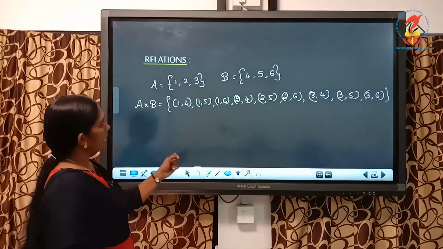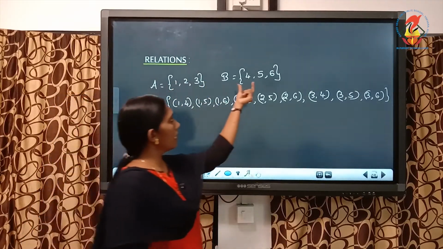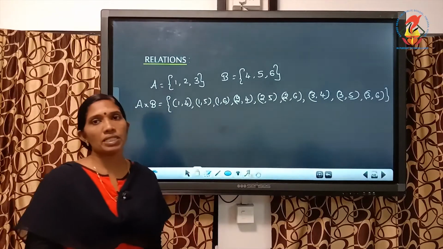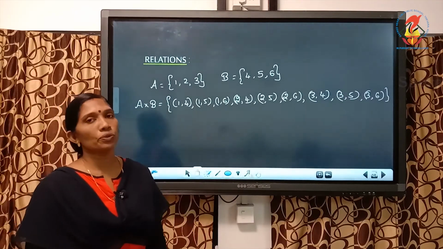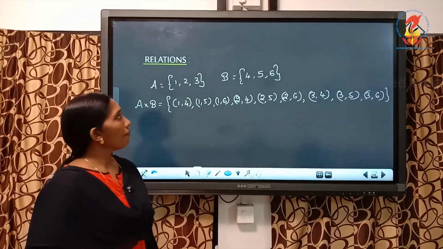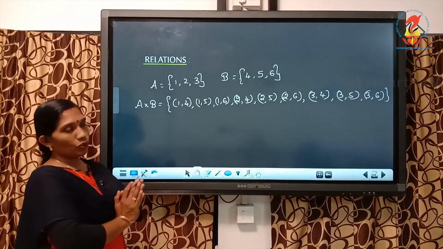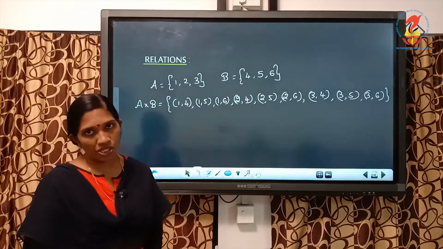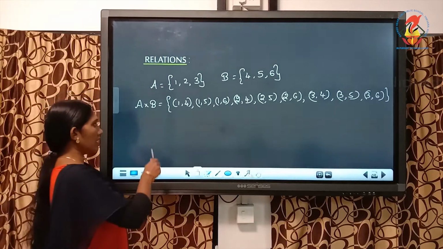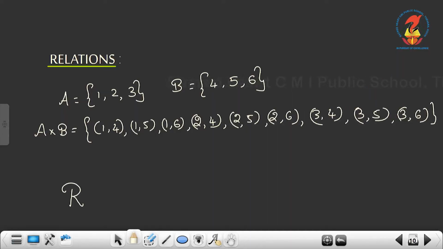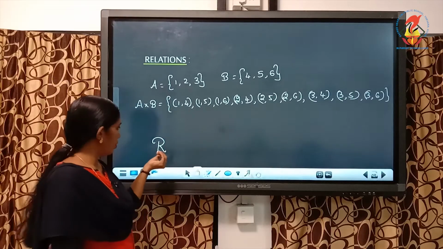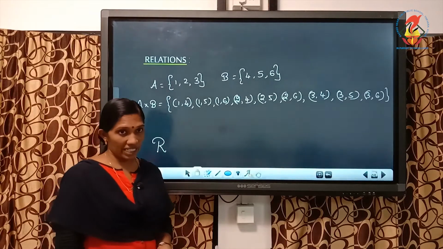So there are how many elements? 3 elements in A, 3 elements in B, means the number of elements in A cross B is 3 into 3, 9 elements. Then in this section we have to learn what a relation is. The notation is R, capital R. This is not the set of real numbers. In this particular section we use this capital R as a relation.